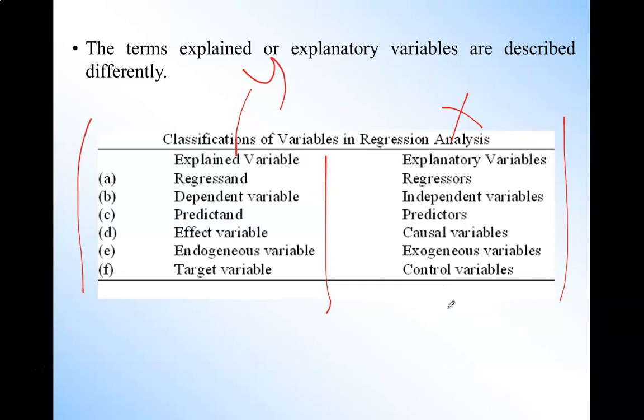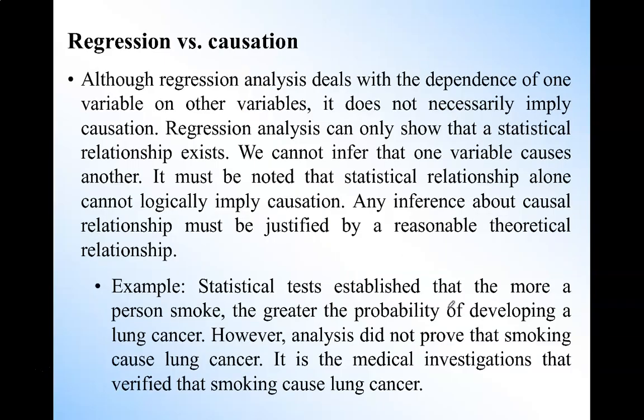Let's say the target variable is the GDP. The control variables are all the other variables that are going to determine GDP itself in a country.